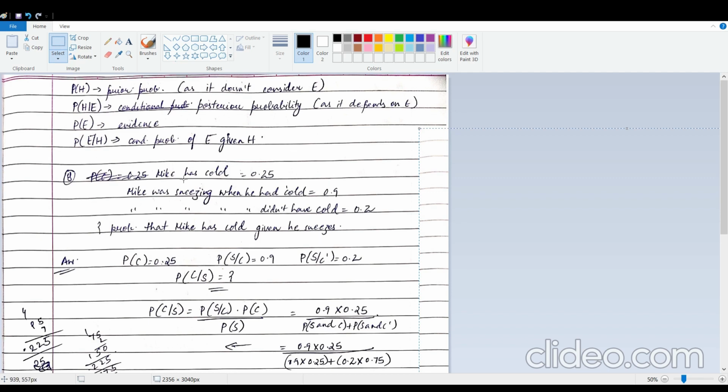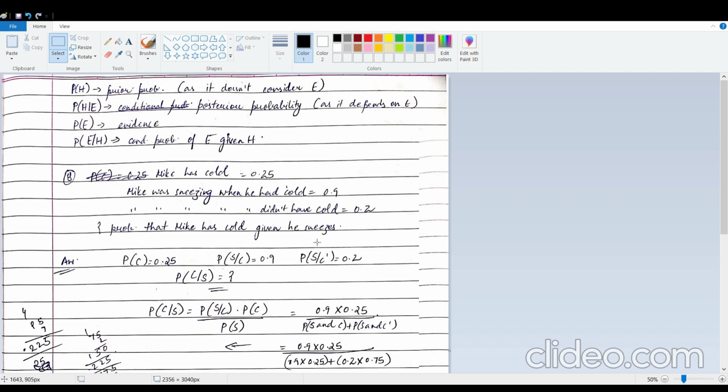So the question is this: Mike having cold has a probability of 0.25, Mike sneezing when he has cold is 0.9, Mike sneezing when he did not have cold is 0.2. So we need to find out the probability that Mike has cold given that he sneezes. So what is given in the question? That is what we are supposed to analyze now. Is Mike having cold the probability of hypothesis, or is it the probability of the evidence? Now how do we distinguish that?